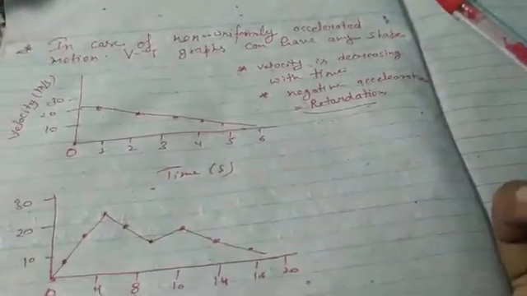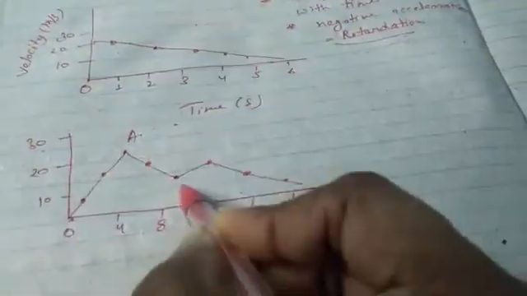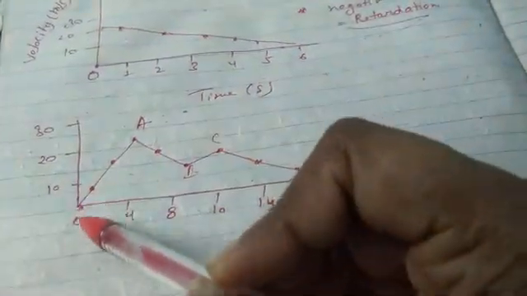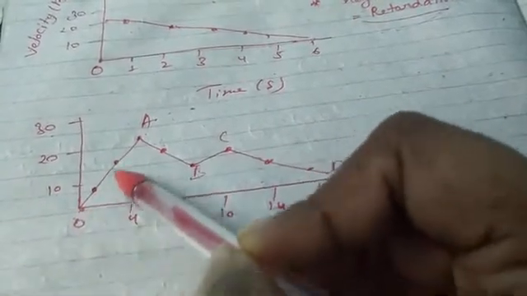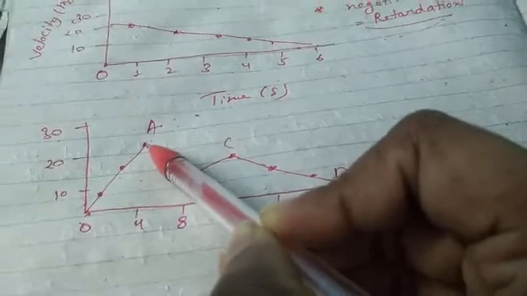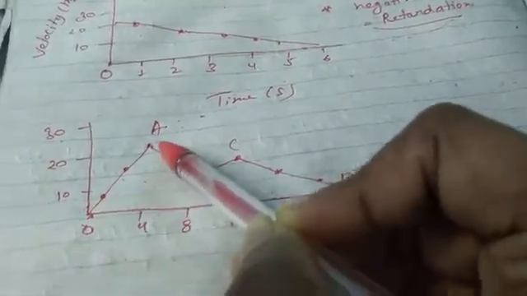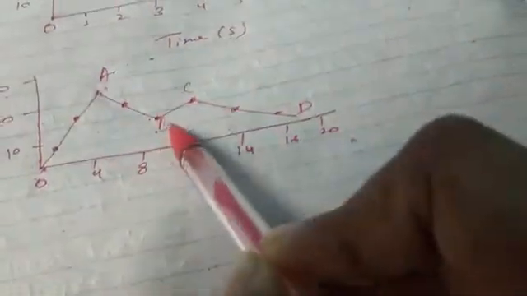Now this is the graph of non-uniform acceleration. Okay, now you can describe this graph. Let's see, this is A, B, C and D. Here you can say from O to A, this object is showing positive acceleration, okay, uniform change in velocity. So this is uniform acceleration, and here you can say this is negative acceleration. Again this is positive acceleration and this is negative acceleration. Okay.